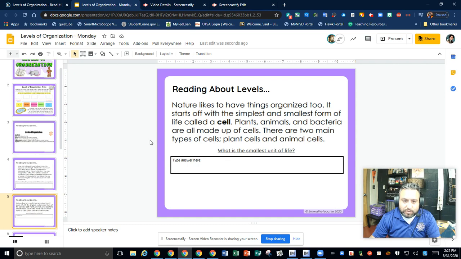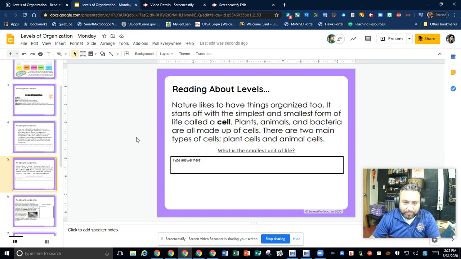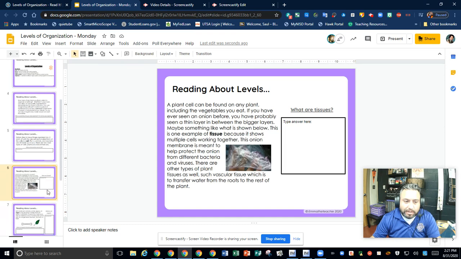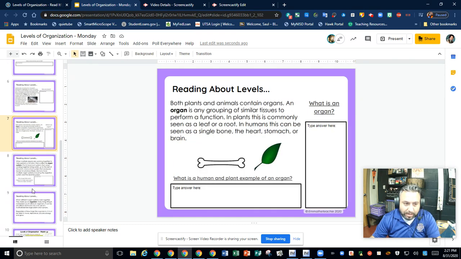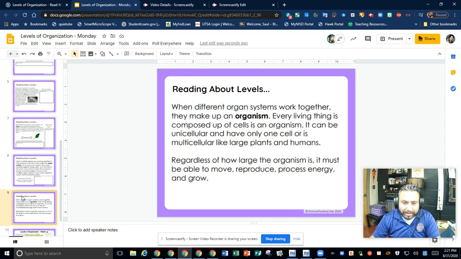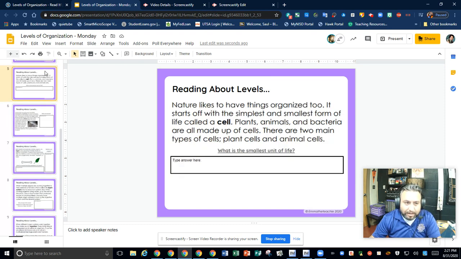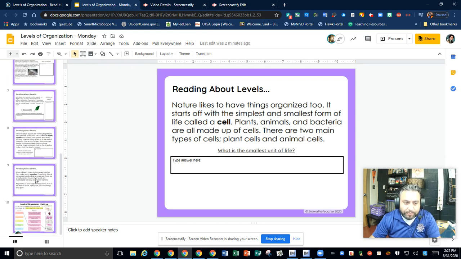Then we can get to the different levels, and each level gets its own slide. So this slide talks about the cell. Then we talk about tissue. Then it talks about the organ, organ system, and then finally organism. There are some questions that go along with the slide. The answers are going to be in the reading. Okay, so make sure you read it.